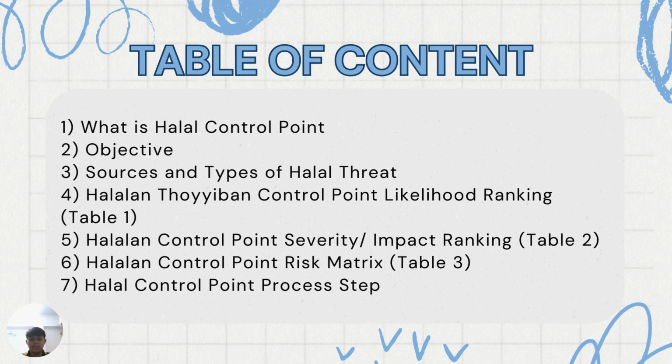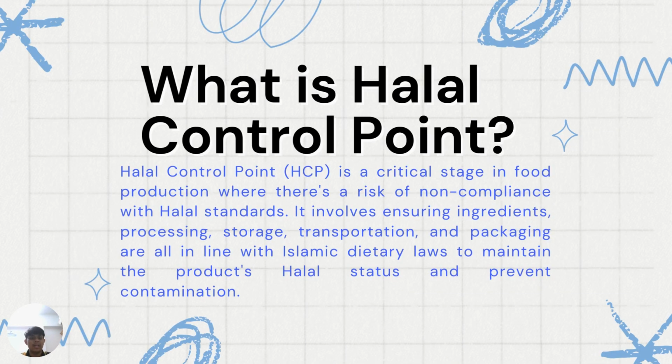Move to our first element, which is what is halal control point. Halal control point (HCP) is a critical stage in food production where there is a risk of non-compliance with halal standards. It involves ensuring ingredients, processing, storage, transportation, and packaging are all in line with Islamic dietary laws to maintain the product's halal status and prevent contamination.